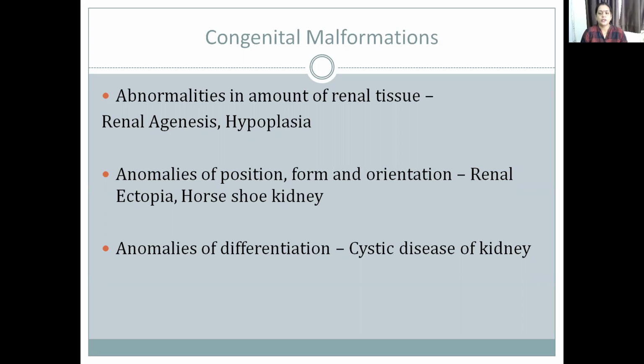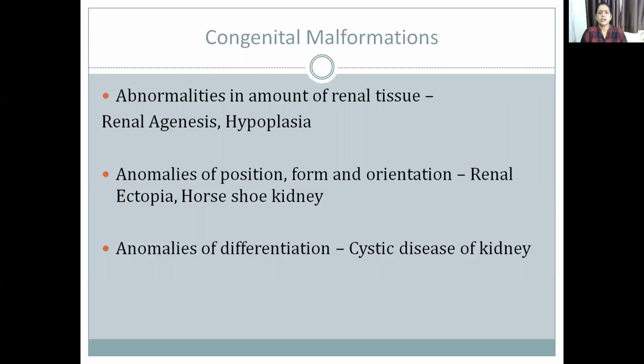Anomalies of position, form, and orientation can be seen in the form of a renal ectopia. Ectopia is nothing but a misplaced kidney. The kidney should be placed properly for its function to be normal. So if it is not placed properly, and usually the renal ectopia is seen where the kidney is situated in the pelvis. Okay, so what happens is that the function may be retained, but it can lead to extra infections and obstruction due to its location.